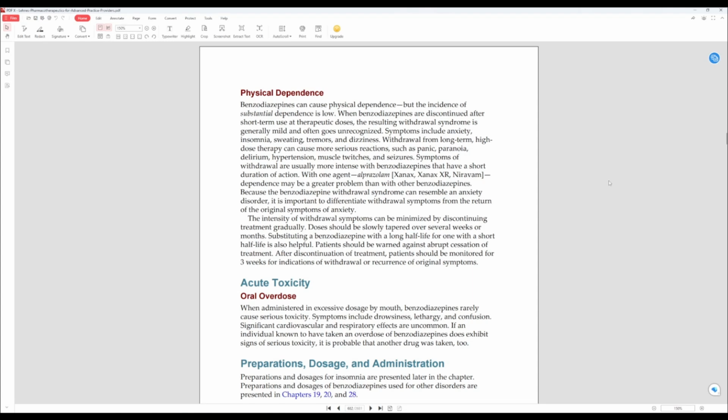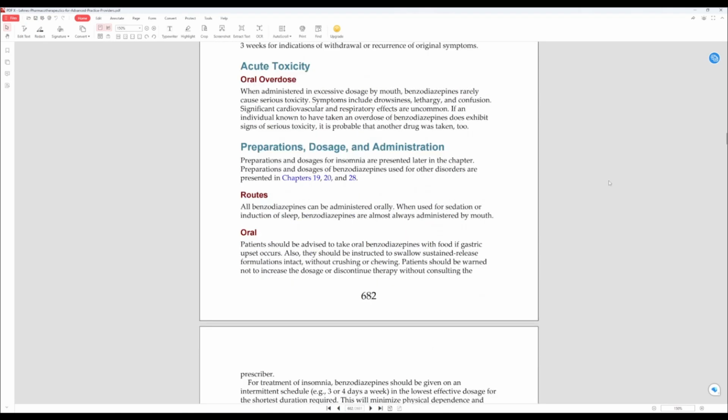The intensity of withdrawal symptoms can be minimized by discontinuing treatment gradually. Doses should be slowly tapered over several weeks or months. Substituting a benzodiazepine with a long half-life for one with a short half-life is also helpful. Patients should be warned against abrupt cessation of treatment. After discontinuation of treatment, patients should be monitored for 3 weeks for indications of withdrawal or recurrence of original symptoms.